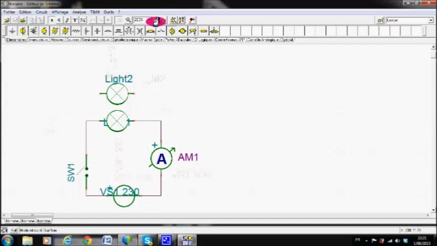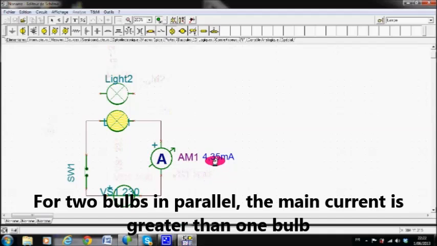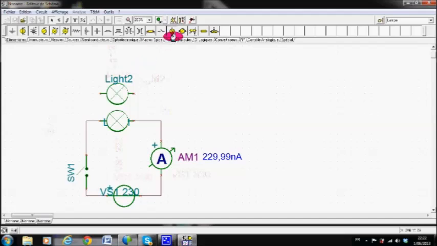If I simulate, look at the indication of the ammeter: I have 4.35 milliamps. Okay, this is the value. But if I add another light bulb in parallel, the current becomes greater. The current is double the current I have when using only one light bulb.